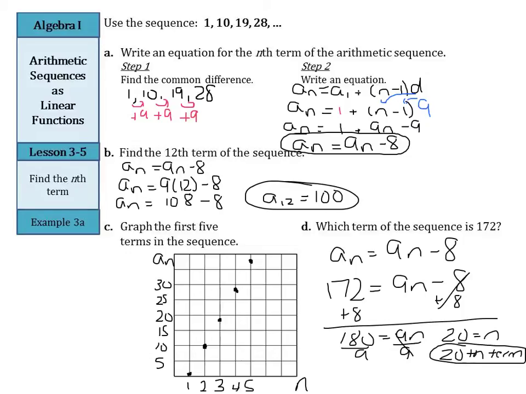So a fairly complicated problem, but if you break it down step by step, first find the common difference, use this to come up with your equation, use your equation to find whatever term you're looking for and simplify. We can also use this to help ourselves make a graph. And then, not only can we look for, say, the 12th term, we can say, well, which term is a certain number? So there are a lot of different things we can do once we establish our equation.